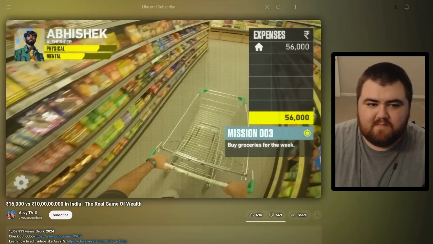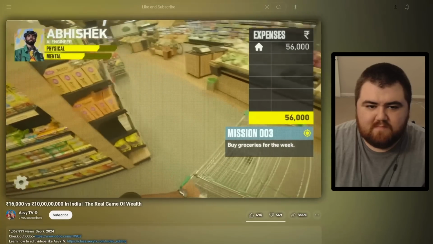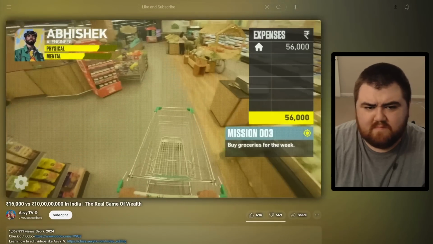For groceries and foods, you're ditching the normal shops. You're now going to buy stuff from this fancy store because you want to put extra focus on your health.